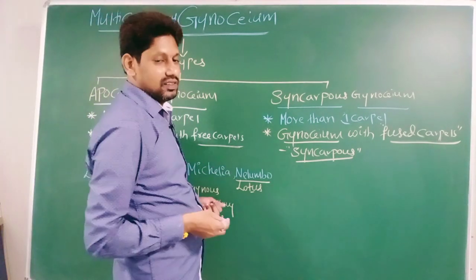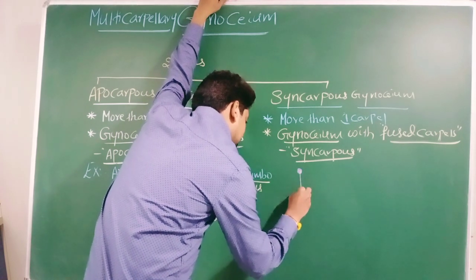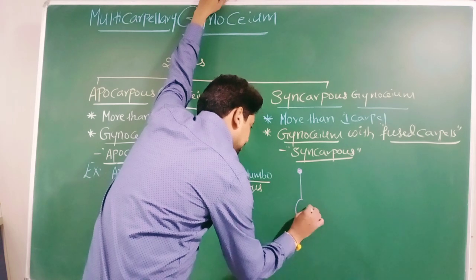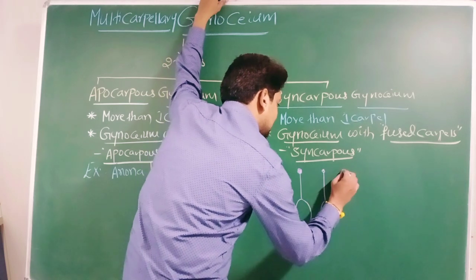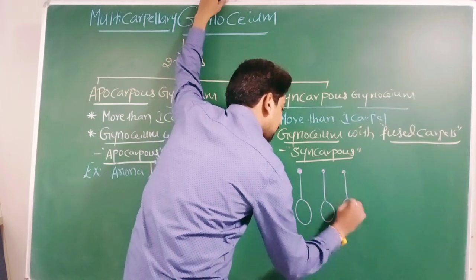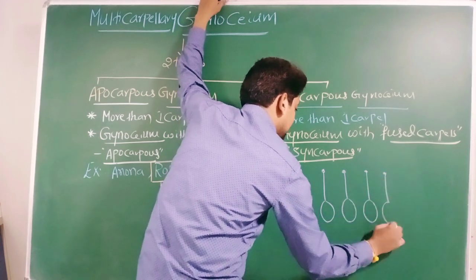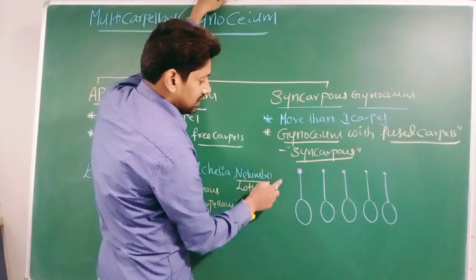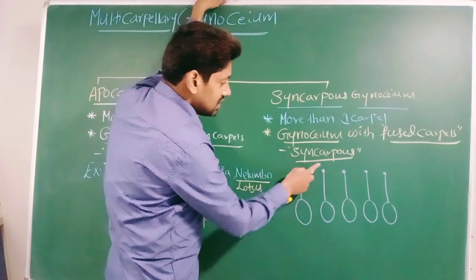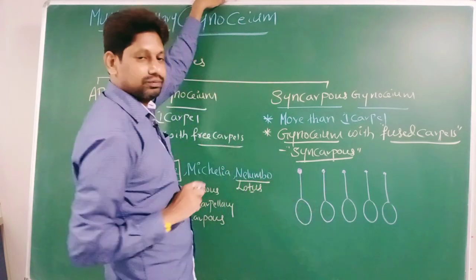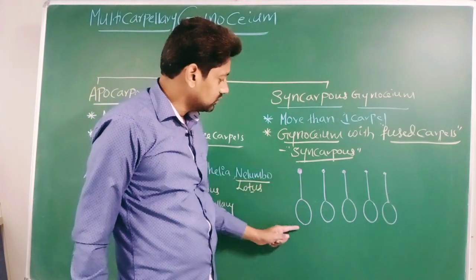Now, see here once. Sir, carpel means having how many parts? Carpel means having 3 parts. What are the 3 parts of a carpel? Stigma, style and ovary. Right. Sir, this is a carpel. Stigma, style, ovary. Is this statement okay? Right.